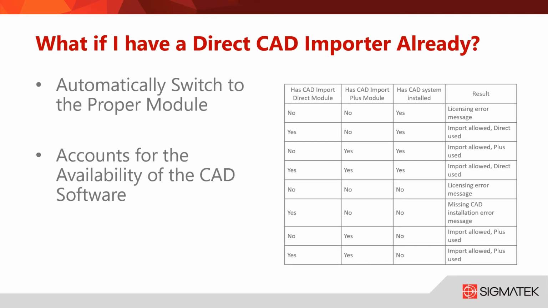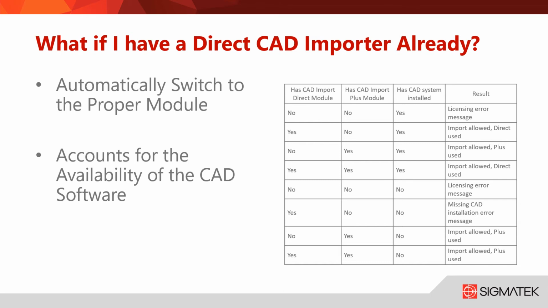Now, if you have a CAD Import Direct module already, you can use the CAD Import Plus module alongside your Direct module to maximize the types of models you can import. The following table better explains how Sigmatek will import parts based upon which modules you have, as well as if you have the proper licensed CAD software installed.